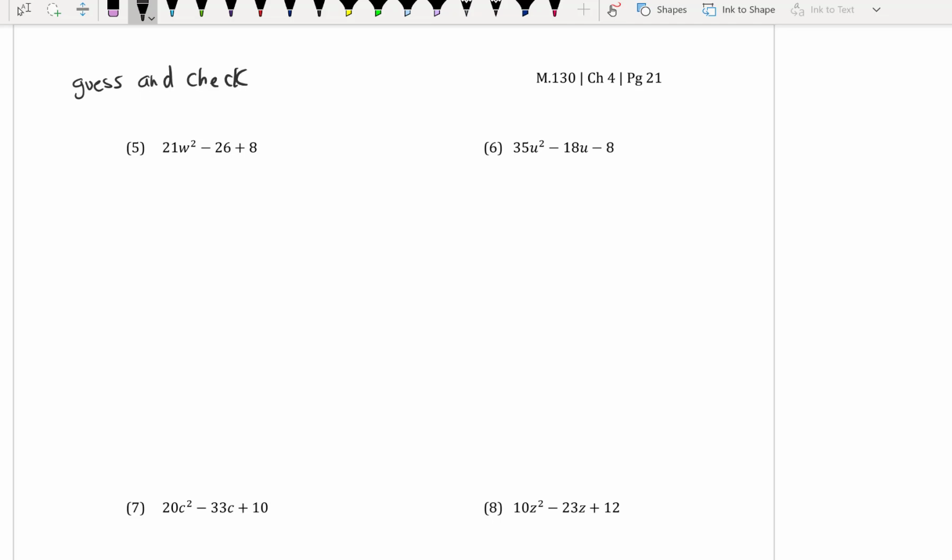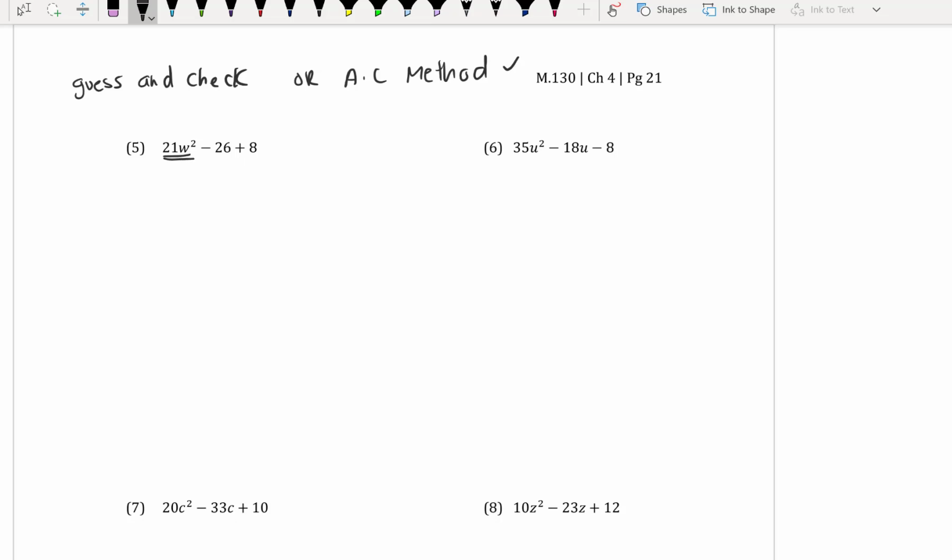So I can do the guess and check, or I can do the AC method. And we've already done the AC method plenty of times, but I haven't really done the guess and check. Some students prefer the guess and check, and some students prefer the AC method, and it's really up to you to see which method you like better. So if I have 21, 26, and 8, there's not a common GCF, so I keep going on. And so I'm going to think about it this way.